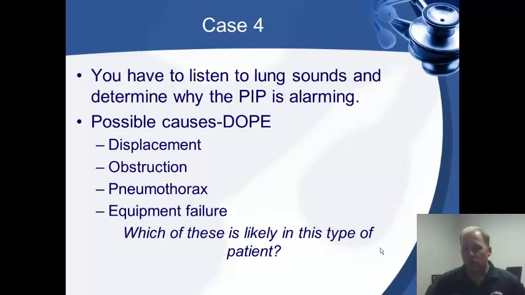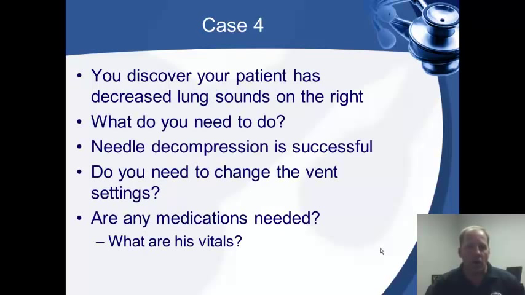As we talked about when we first started this scenario, this patient was thin and has COPD. He's at risk for a pneumo. If we still have CO2, we still have ventilation, so we know the displacement and obstruction are not the problem. If the vent's still going, we know that we don't have an equipment failure. So we're going to consider pneumothorax. You listen to both sides, and we've got decreased lung sounds on one side. So what do you need to do?